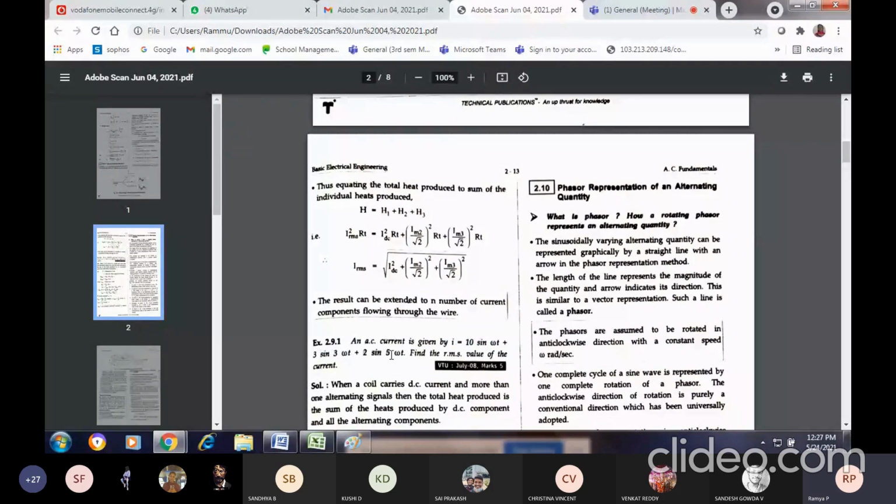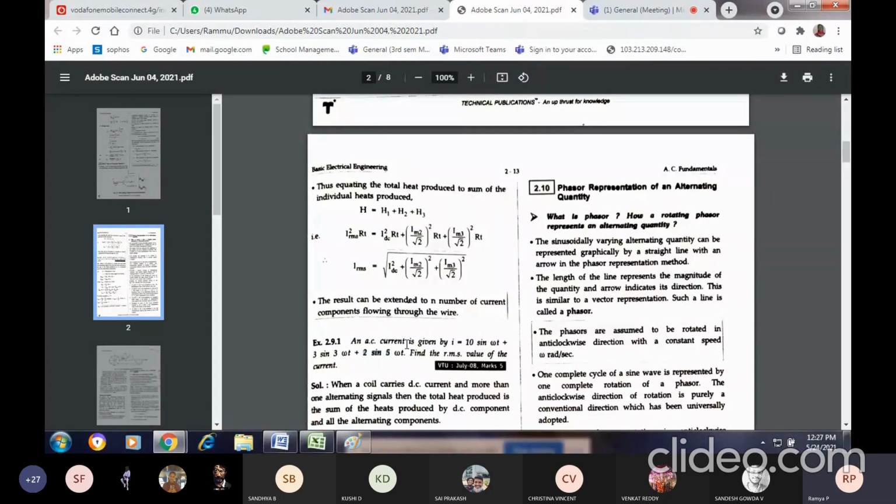This means you have a single wire, and for the same wire we are giving different currents. As they have given in the problem, all are AC currents only. So my equation for the instantaneous current I is 10 sin omega t plus 3 sin omega t plus 2 sin 5 omega t. Find the RMS value of current. Now you should find the total RMS value of current.